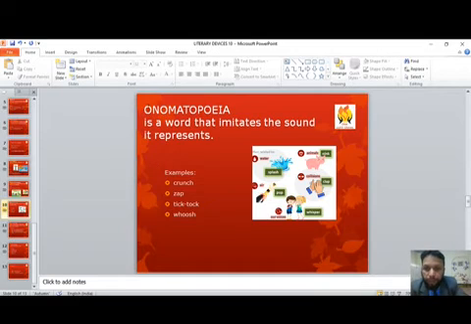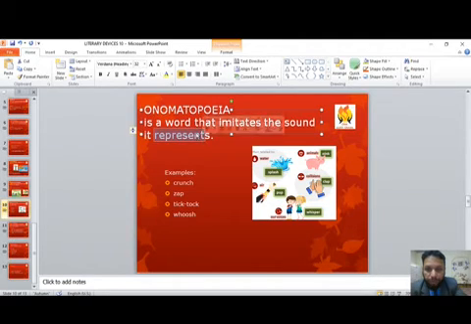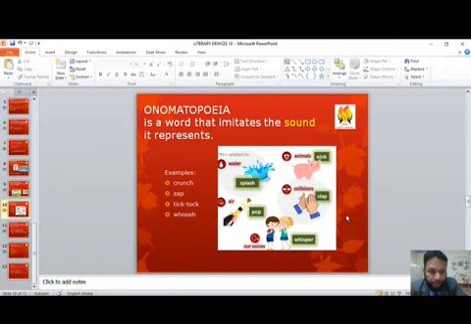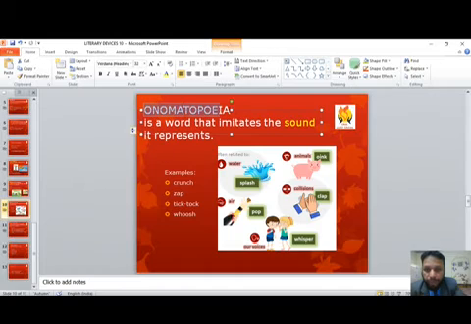Onomatopoeia. What is onomatopoeia? Onomatopoeia is a word that imitates the sound it represents. You have to focus on the word sound, the sound produced after certain activities. Like when we drop a stone in water, the sound splash, pop, whisper, clapping, wink. So all these are onomatopoeia. Onomatopoeia means the sound words.